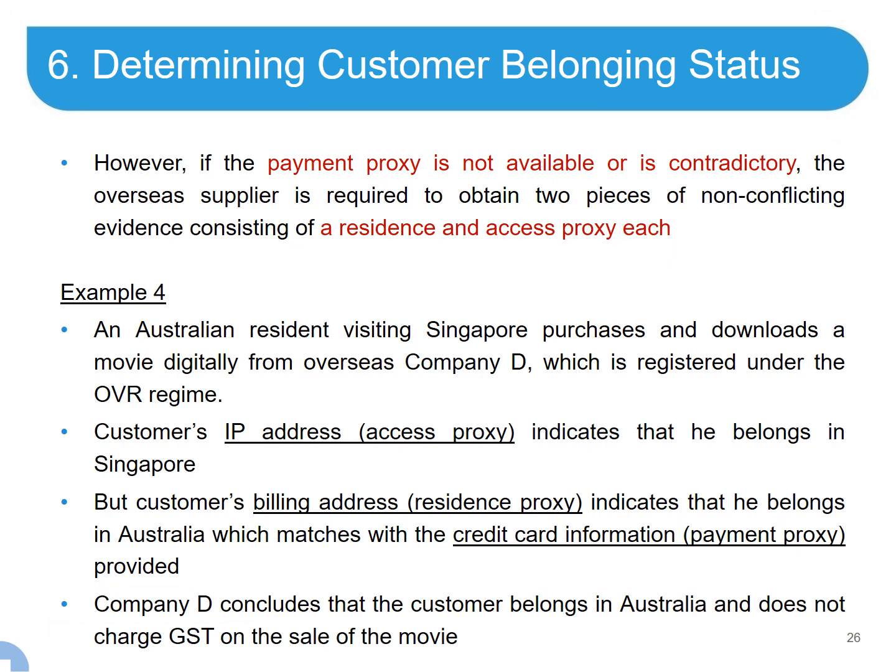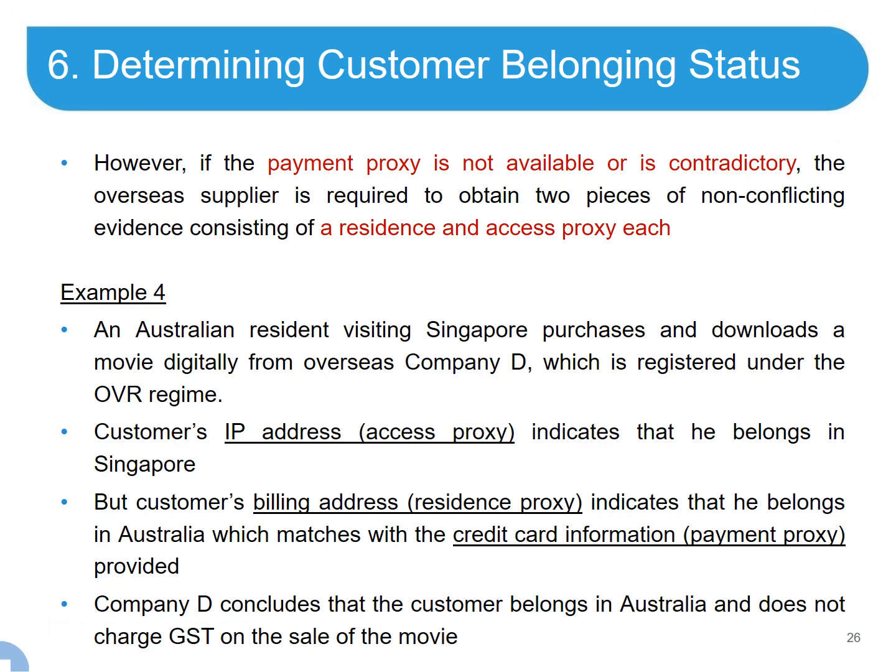However, if the payment proxy is not available or contradicts the other proxies, the overseas supplier may instead maintain 2 pieces of non-conflicting evidence consisting of a residence and access proxy. Example 4 illustrates how an overseas supplier can utilize the proxies to determine the belonging status of a customer.